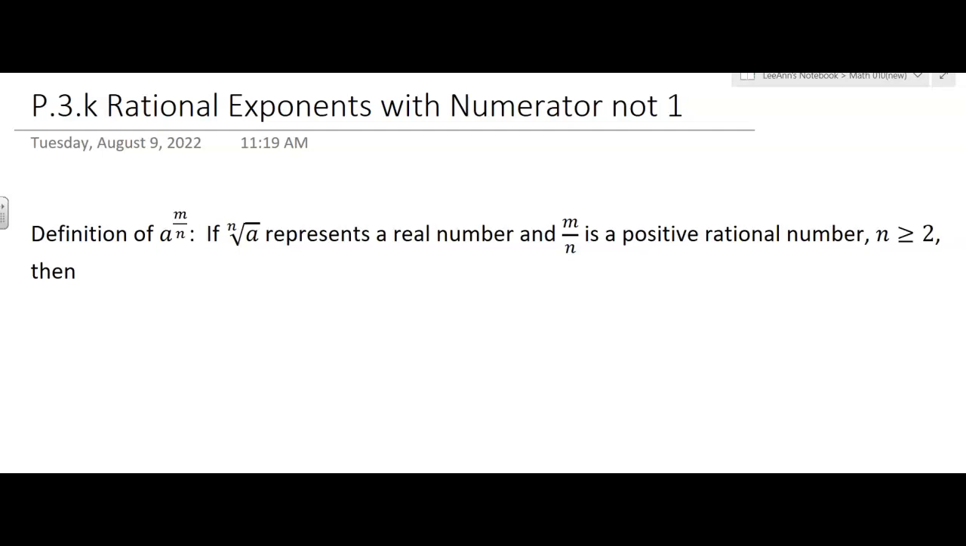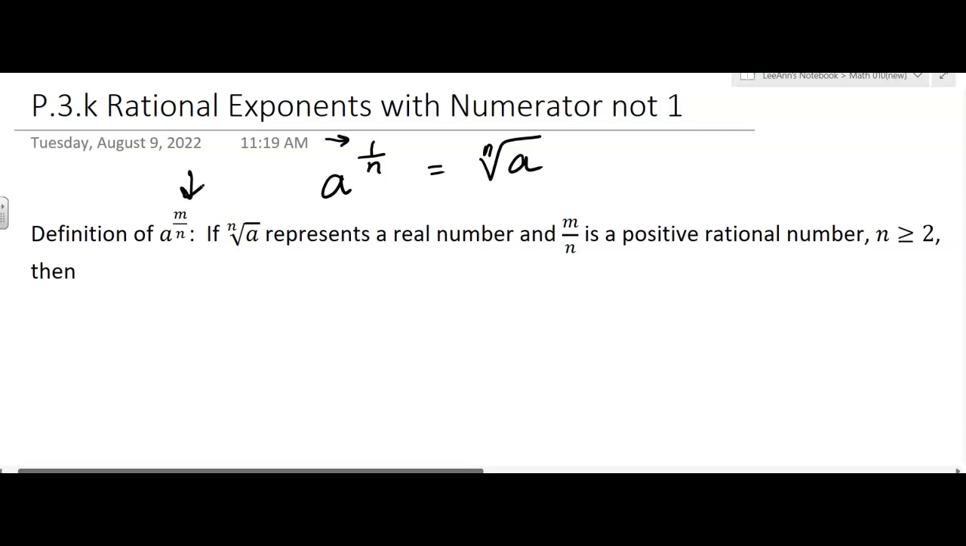Alright, so in the last video, all of our rational exponents were 1 over something. So we had a to the 1 over n, and we were changing them. And we were saying, oh, that equals the nth root of a. Okay, so that's still true and everything. But what if the numerator of the fraction, the rational exponent, isn't 1? Like, what if it's m?